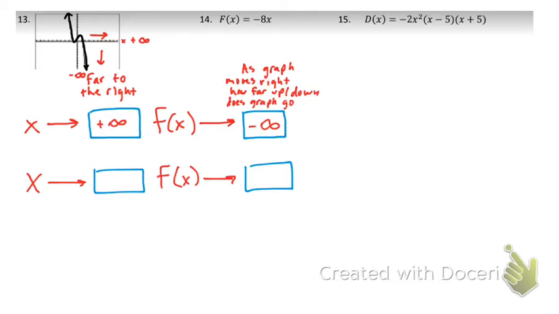All right, so now we know how far to the right the graph goes. So this one, we'll use this to represent how far to the left does my graph go. Okay, so now we're looking at the left side of my graph. Again, we have an arrow.